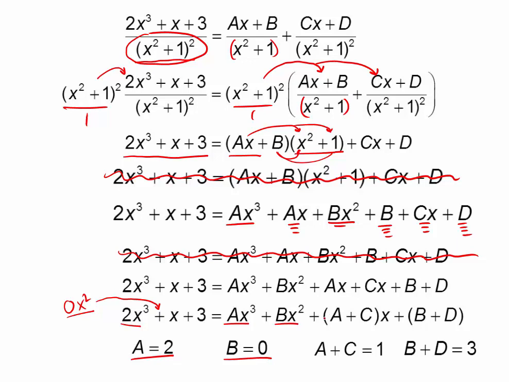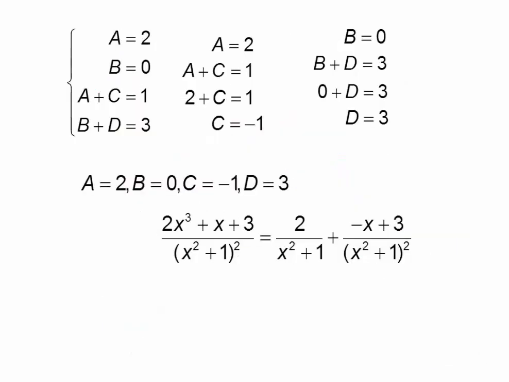All right. I know for my x terms that a plus c is going to have to equal 1. That's there, so I write that down. A plus c equals 1, and then b plus d is going to have to be equal to 3. Once I've got that, now I'm ready to set up my system of equations. And so here's my system. A is 2, b is 0, a plus c is 1, b plus d is 3.